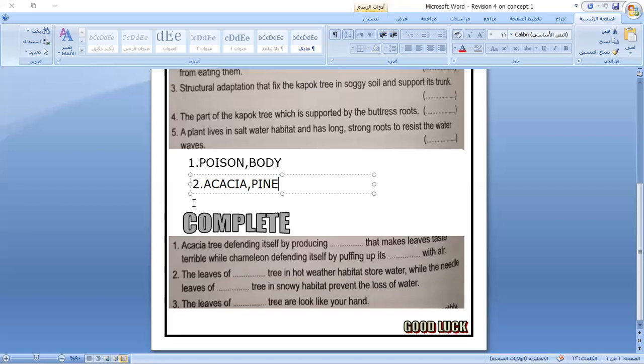Let's go to the last question. The leaves of a tree look like your hand. And the air can flow between them without being cut. This is kapok tree. Very good. The leaves of kapok tree. This is question number 3. The leaves of kapok tree are like your hand. It has palm leaves or handy leaves.